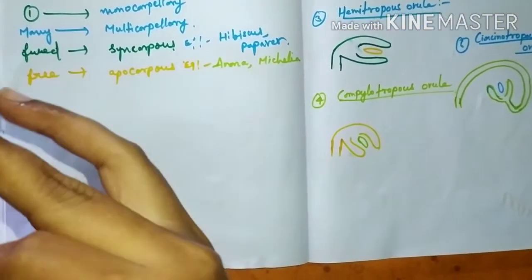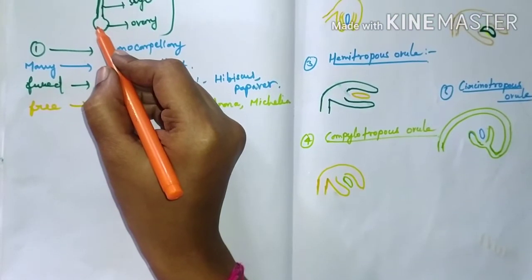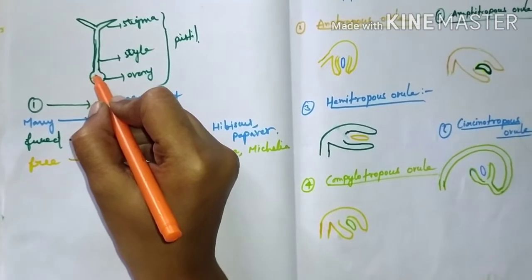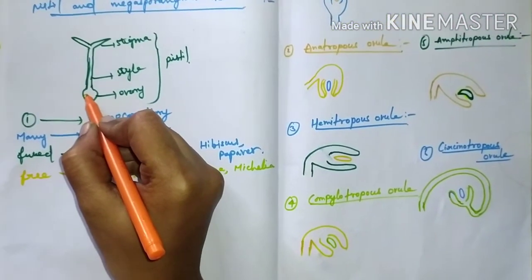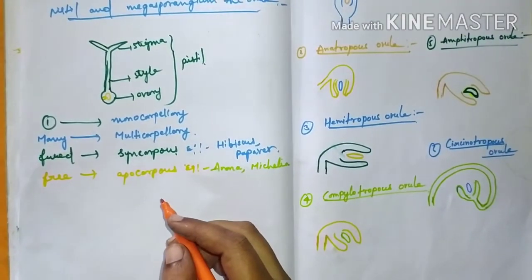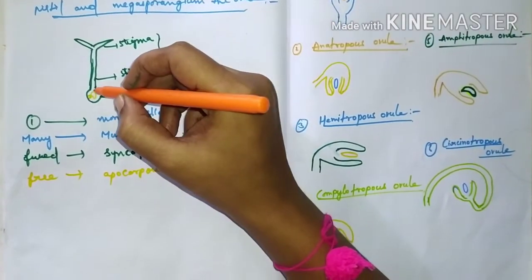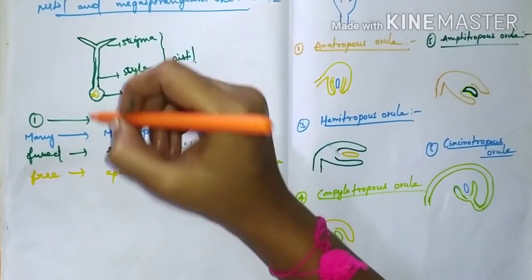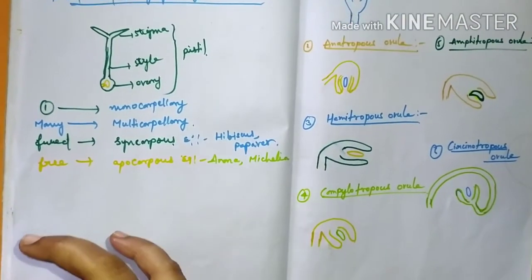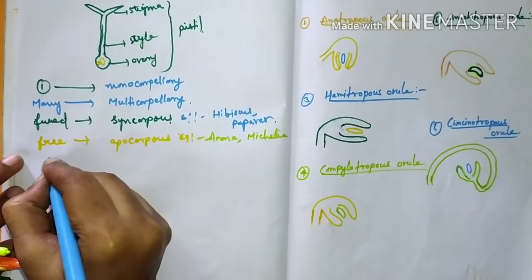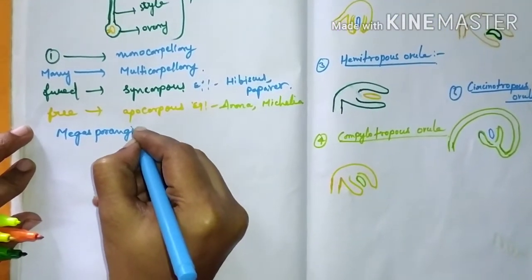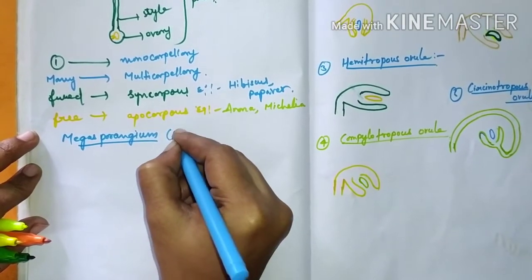So friends, in the ovary, the ovarian cavity will be present, which is also called the locule, and inside these locules, the placenta is present. From this placenta, the ovules arise. In the ovary, it may be that one ovule is present, or many ovules are present. So now let's see the structure of the megasporangium, the ovule.